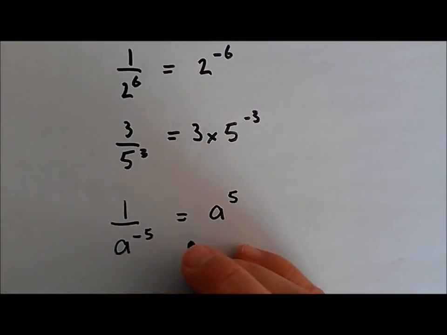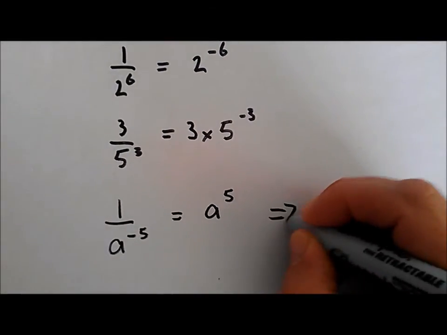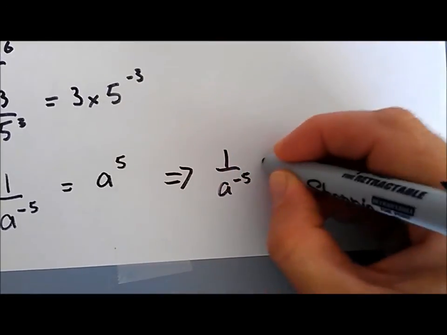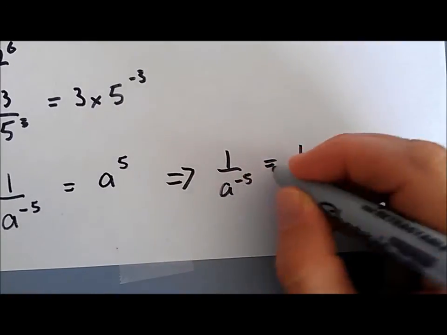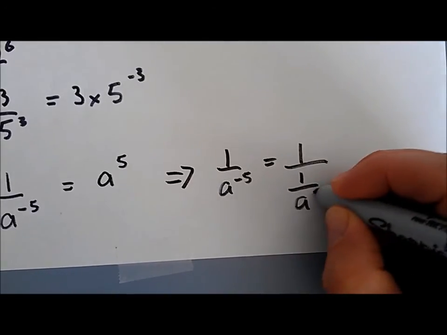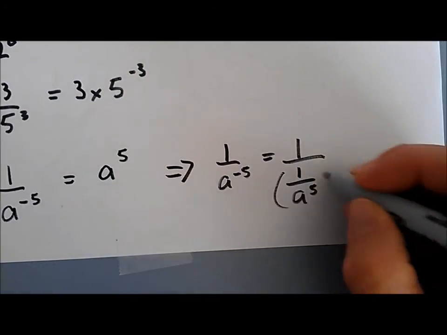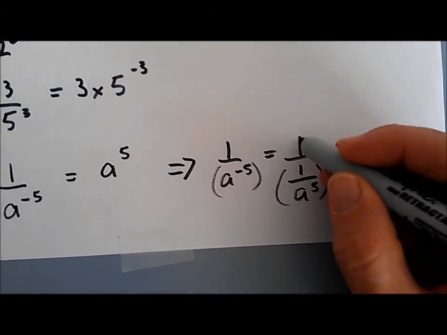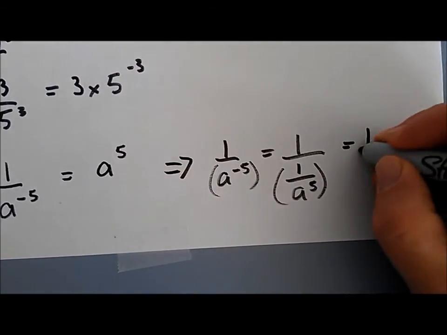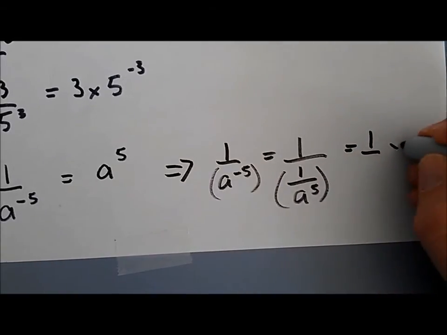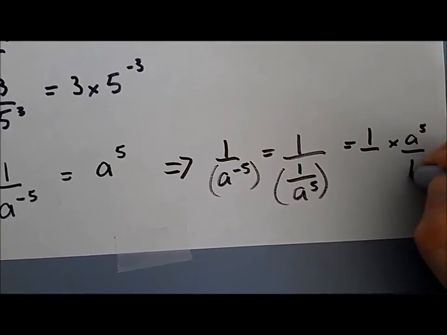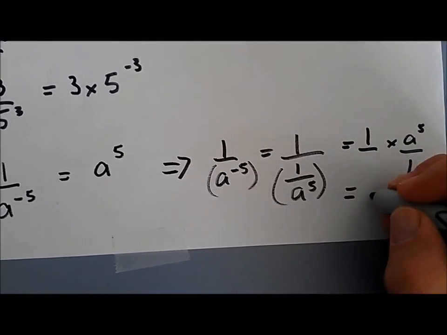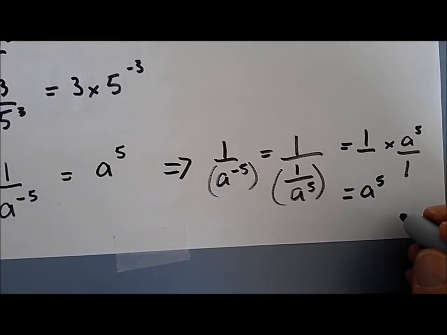I can quickly show you that as a fraction for those of you who want that explanation. So 1 over a to the negative 5 is 1 over a to the negative 5, which is 1 over 1 over a to the 5. And then mathematically, when we divide fractions, we actually invert and multiply. So we invert the denominator, the second fraction, and multiply. You can see that I've just simply got 1 times a to the 5 over 1, which is just a to the 5.